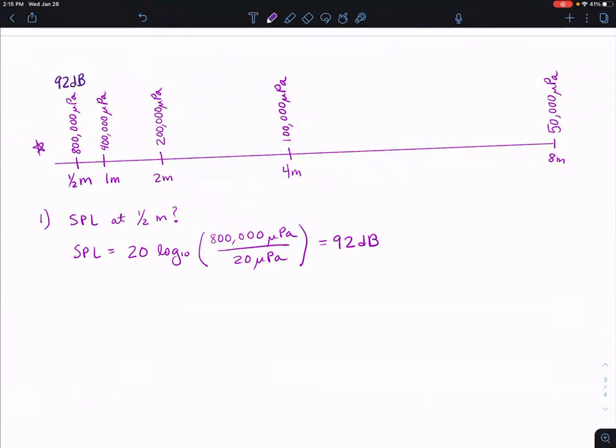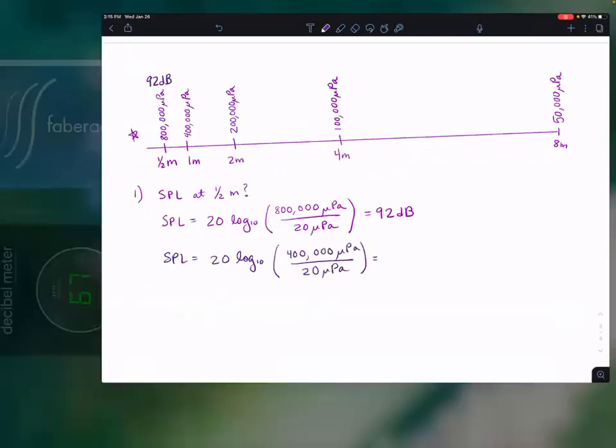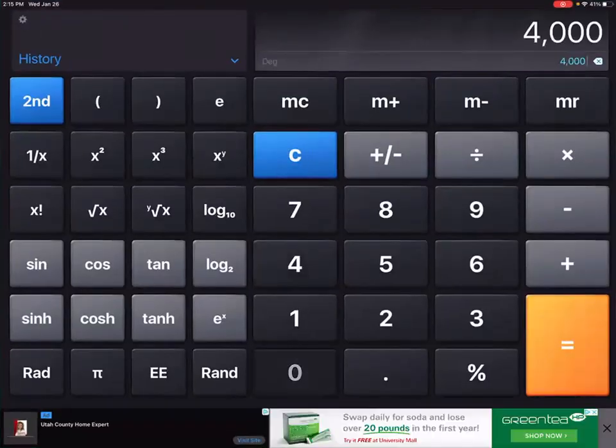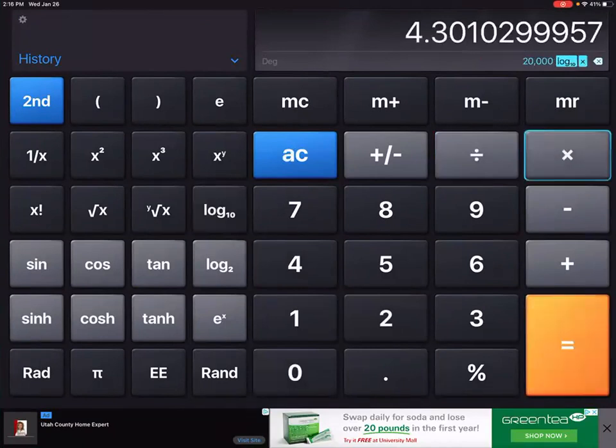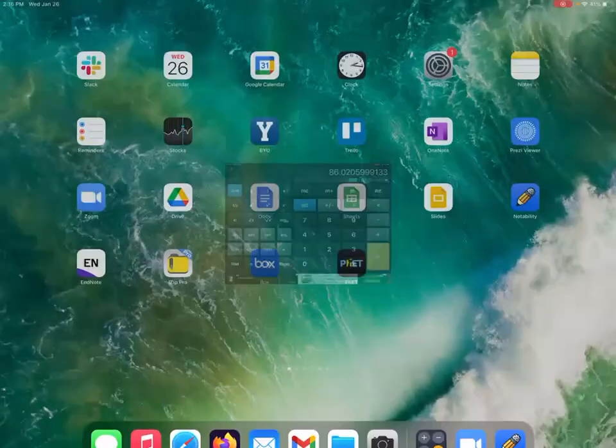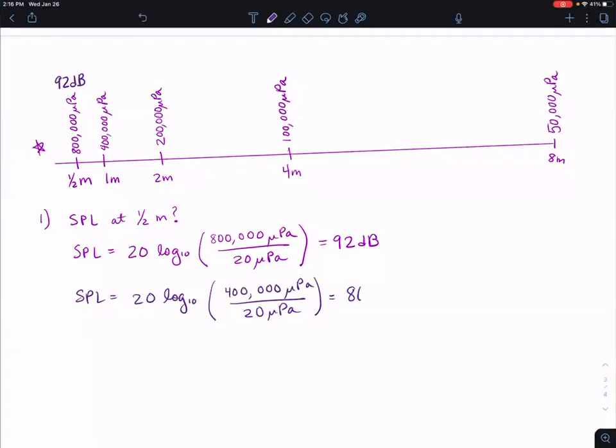Okay, all right, now let's do 1 meter. So that would be 20 log 10 of 400,000 micropascals, which we found earlier, divided by 20 micropascals. Okay, so again, on our calculator, 400,000 divided by 20 equals, log 10 button, times 20. So 86, 86 dB. And this one here is 86 dB. Okay, and now we'll do the 200 micropascals one.